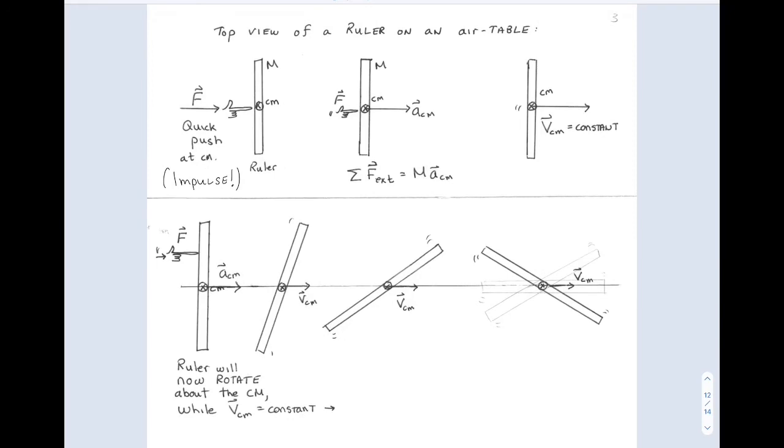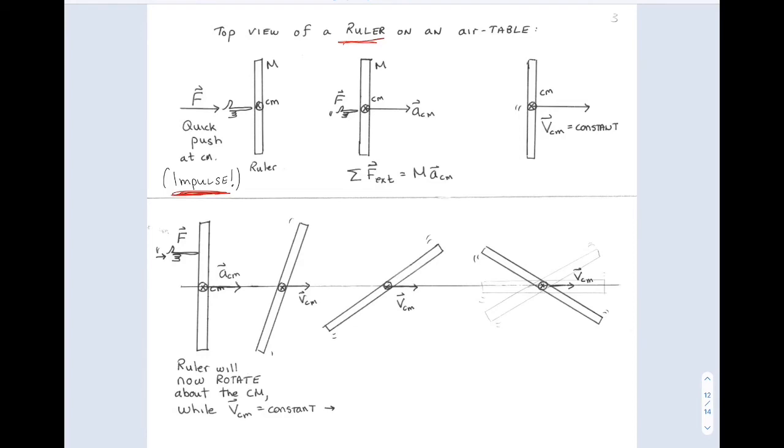Okay, so here's a top view. I have a ruler on a table, on an air table, like an air hockey table. If I give the ruler a quick push, which is an impulse, my finger is going to exert a force acting over a short period of time.